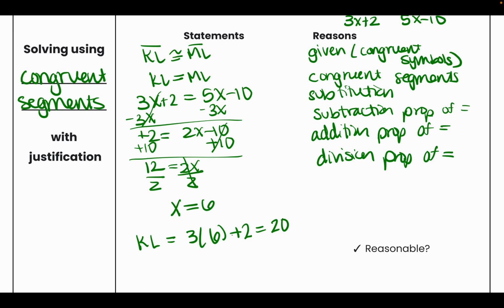And then, is it reasonable? Well, let's see if it matches the other side. So ML is 5 times 6 minus 10. 30 minus 10 is 20. So it checks. Is it reasonable? Yes.